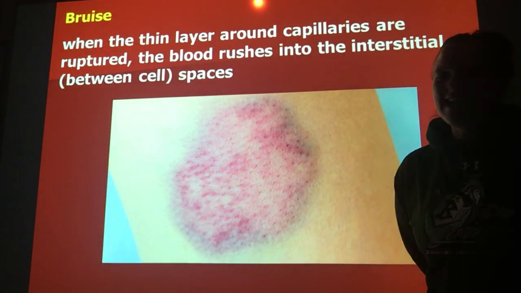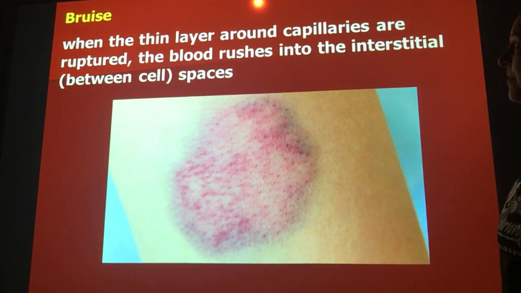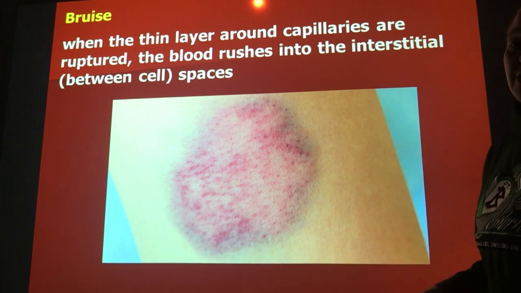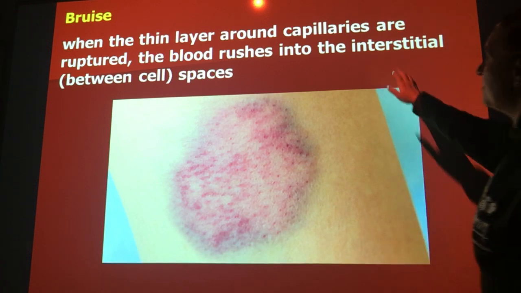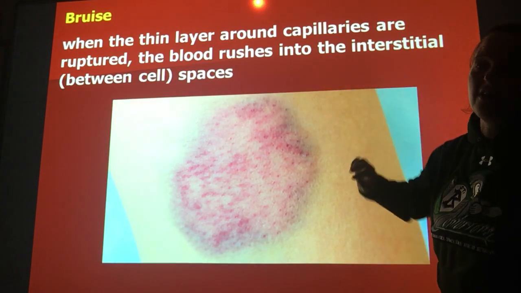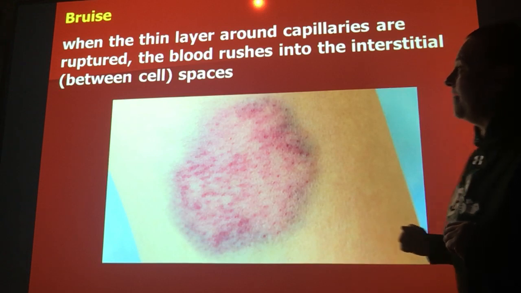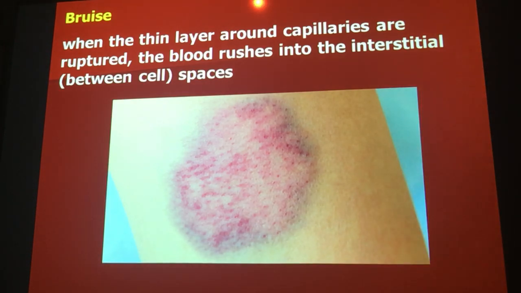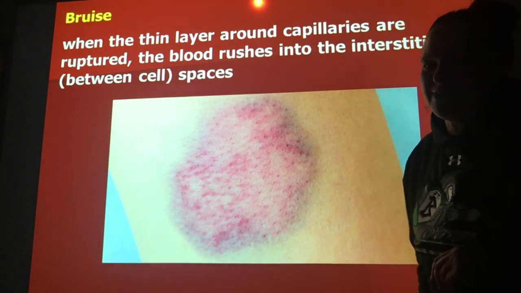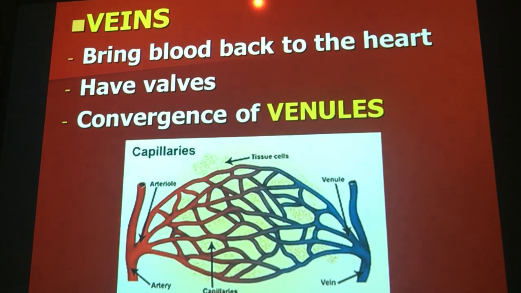Okay, our fun fact of the day: a bruise. I'm sure you've all had a bruise at some point in your life. That is just when the thin layer around your capillaries is ruptured. If you ruptured a capillary, the blood rushes into the interstitial space. I used that word in the last lesson. Interstitial means between cell spaces. So the spaces in between the cells just get filled with the ruptured blood. There you go. But don't go hurt yourself and give yourself a bruise just for today's lesson. But next time you hurt yourself and you're in pain, you can think, oh, remember that lesson we did in biology?